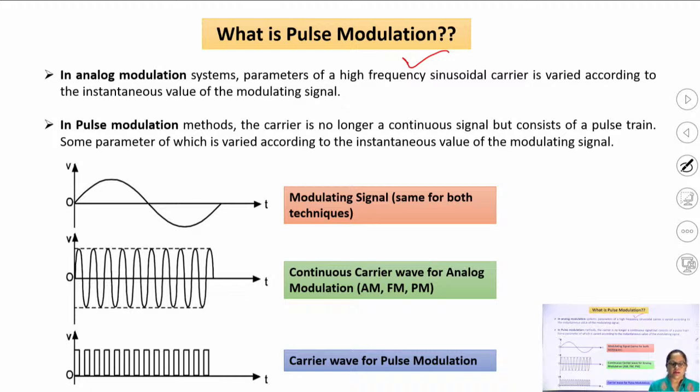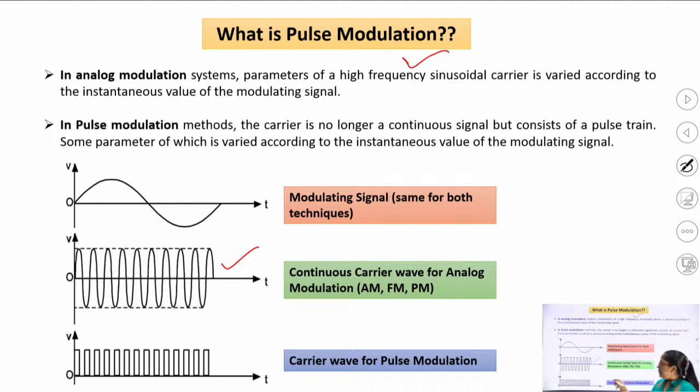If that carrier signal is in the form of a continuous waveform like this, a high frequency sinusoidal waveform, then the modulation done with the help of this kind of continuous carrier is called analog modulation, for which we have studied amplitude modulation, phase modulation and frequency modulation.